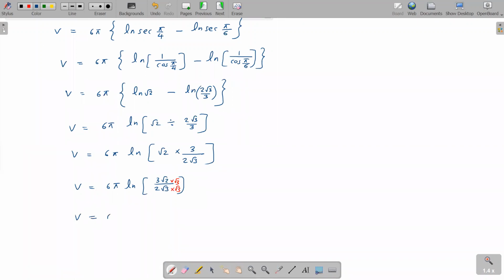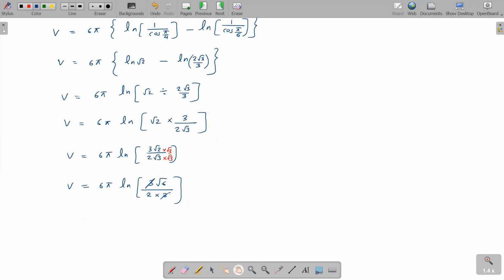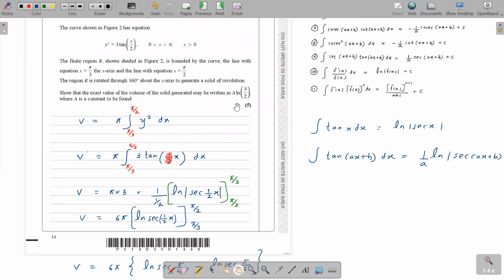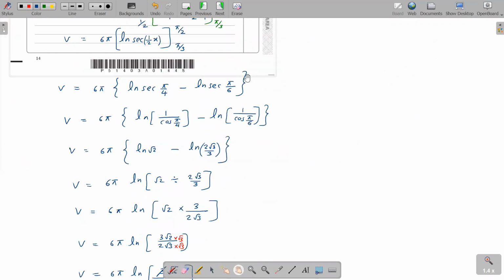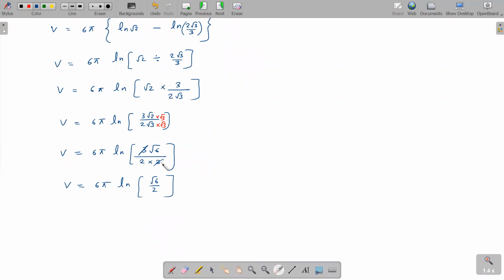So I get volume equals 6 pi times ln. What do I get here? 3 times root 2 into root 3 is root 6 over 2 into root 3 into root 3 is 3. Are you with me? I can cancel out 3 here and I get volume equals 6 pi times ln root 6 over 2. Okay, actually, you know what? The show that tells us to get a 3 over 2, isn't it? The show that is asking us to get a 3 over 2, but you can see when I go in this manner, I'm not getting a 3 over 2.